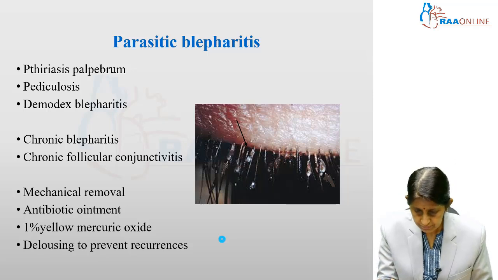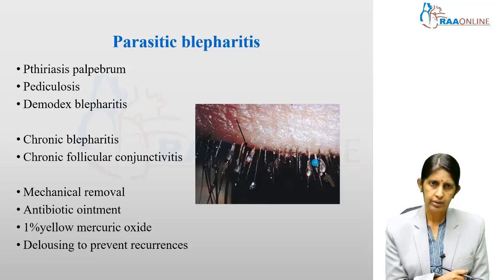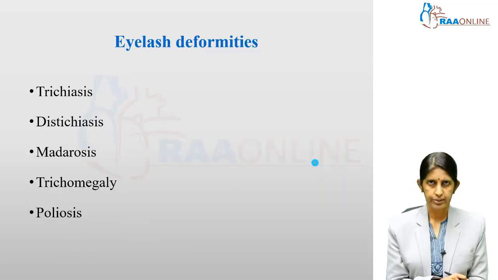These patients can have chronic blepharitis and chronic follicular conjunctivitis. What you're seeing here is the nits, that is the egg of the louse. These pearly white opalescent areas are the nits that are adherent to the lash margins, and this can be very troublesome for the patient. We can do a mechanical removal, or we use antibiotic ointment, and 1% yellow mercuric oxide is used, or we can delouse the patient to prevent recurrences.